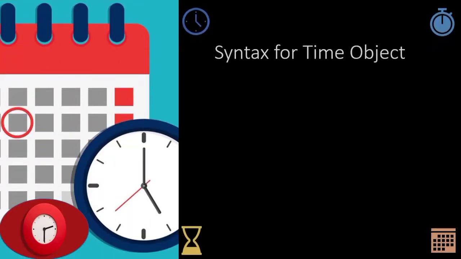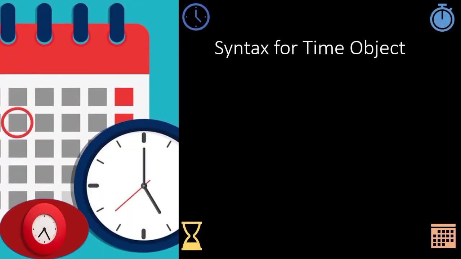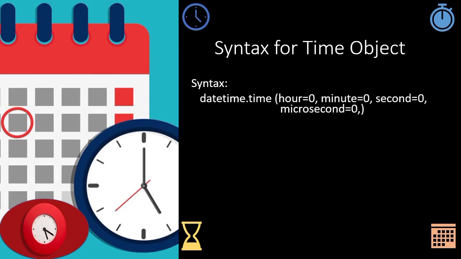Now let's understand the syntax for the time object using which we can define time. For that we have to write datetime.time and provide the required arguments. All of the arguments are optional. Even if we don't provide any argument, it will work perfectly fine. Here I have discussed hour, minute, second and microsecond as the arguments. There are a few other arguments also which I have not discussed.